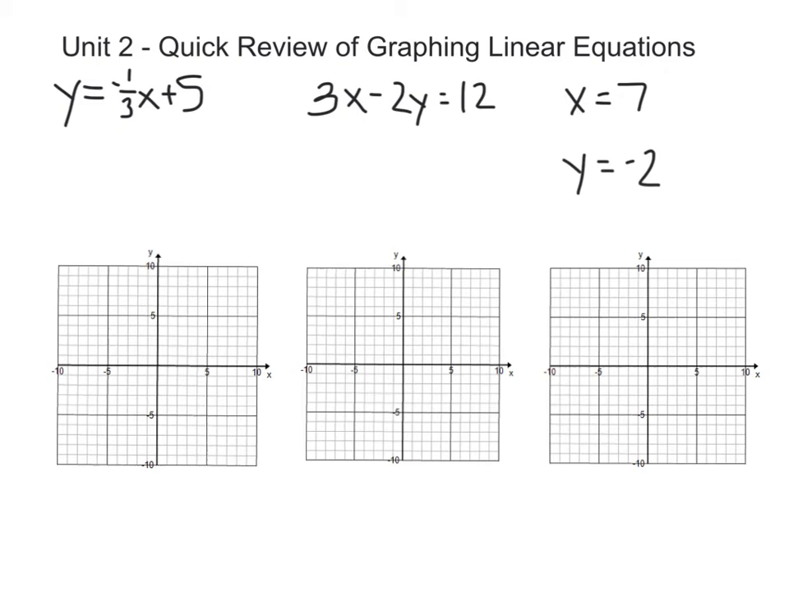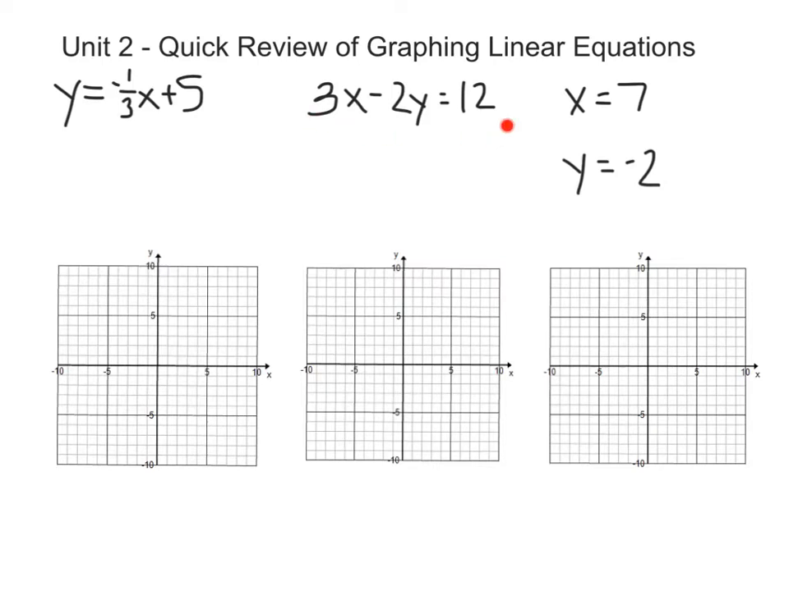This video is a quick review for Unit 2 on graphing linear equations. What you see here are some of the different forms of linear equations we saw in this unit. The first one, y equals negative 1/3 x plus 5, is in what we call slope-intercept form because the slope, negative 1/3, and the y-intercept are very obvious from the equation. That makes it pretty quick to graph with those two pieces of information.